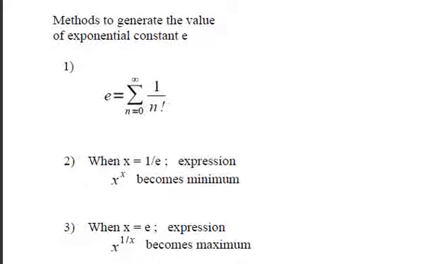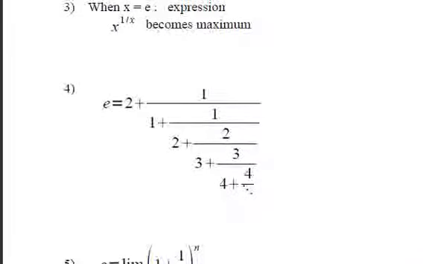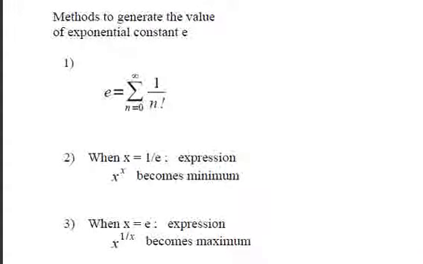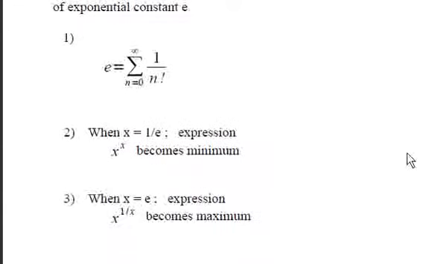Hi. In my last video, we have seen different methods of generating the exponential constant e, and this is a continuation of that. In my earlier video, we have seen method number 1, method number 4, and method number 5. In this video, I'm going to generate the value of e using method number 2 and 3. Okay, let's get on with it.